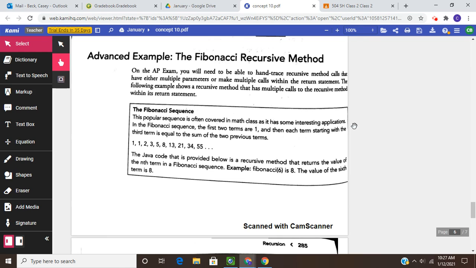The Java code that's provided below is the recursive method that returns the value of the nth term of the Fibonacci sequence. Example, Fibonacci 6 is equal to 8. The value of the sixth term is 8.